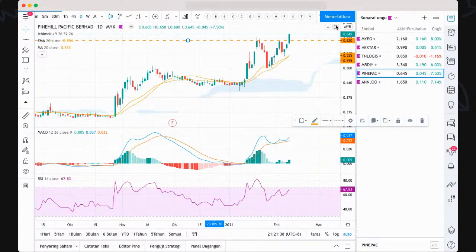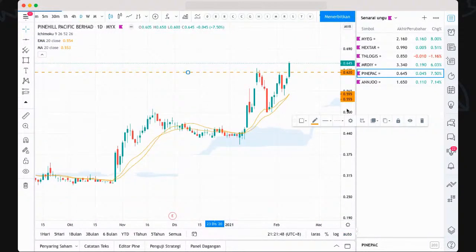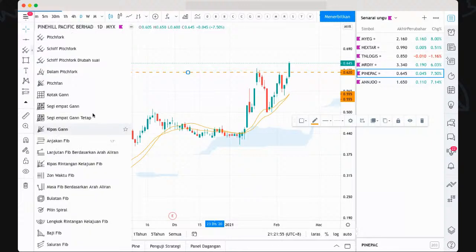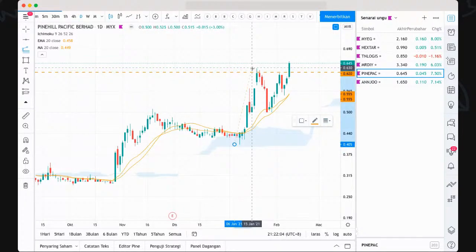Then you will ask, Shafiq, what is the TP? So how to know the TP? From here, we can use our Fibonacci extension. But I will use it from a very small swing. I use from this low to this high, to this low. Sorry, a bit lag.